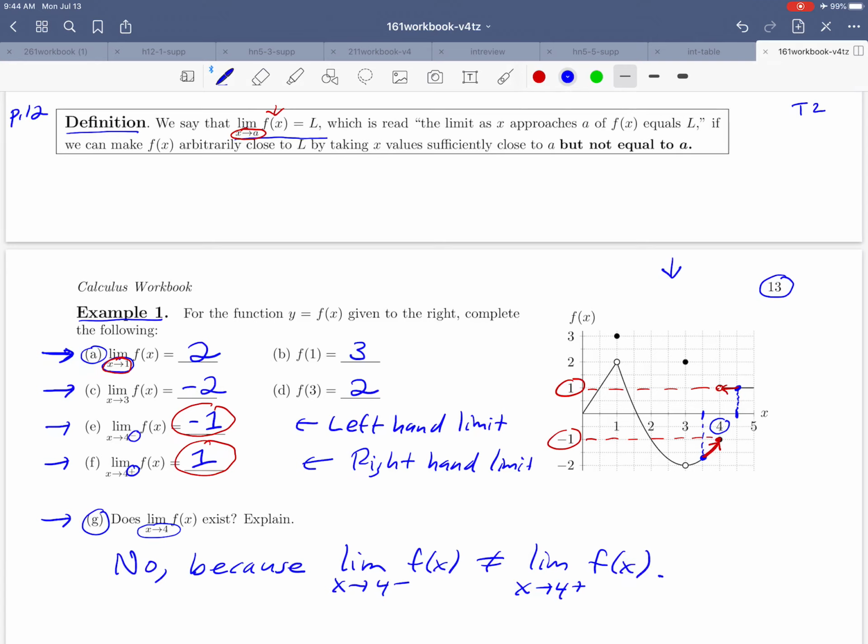So there's a very brief preview to the concept of the limit. We're going to do a lot more examples in this section to make sense out of this concept.